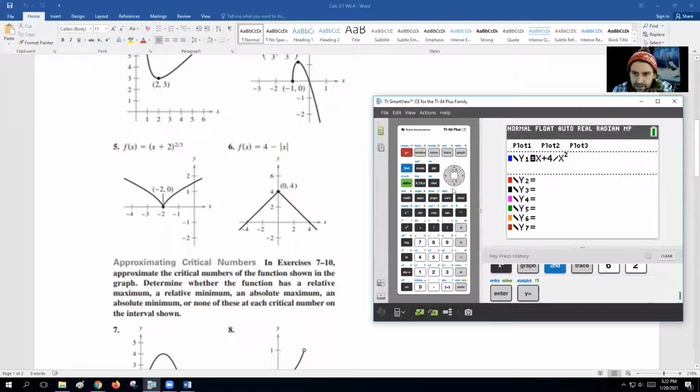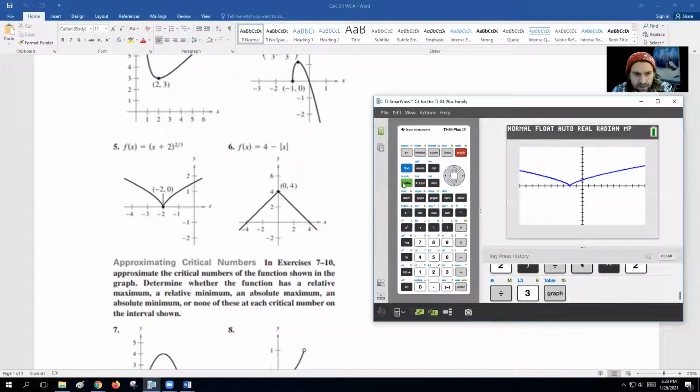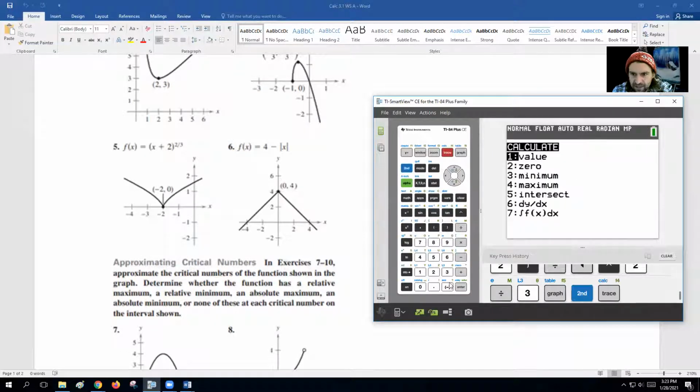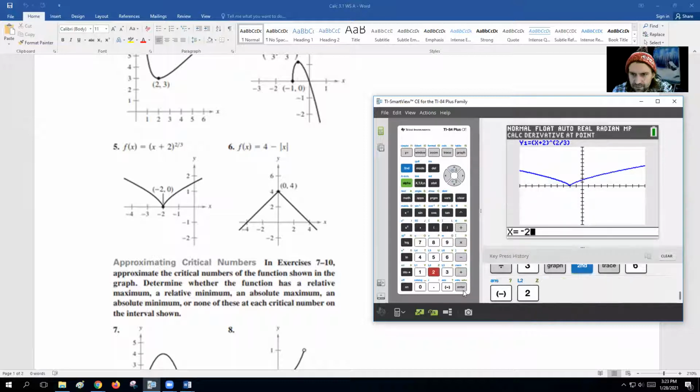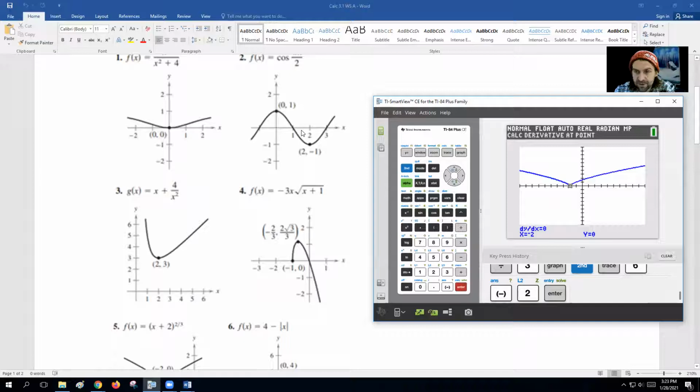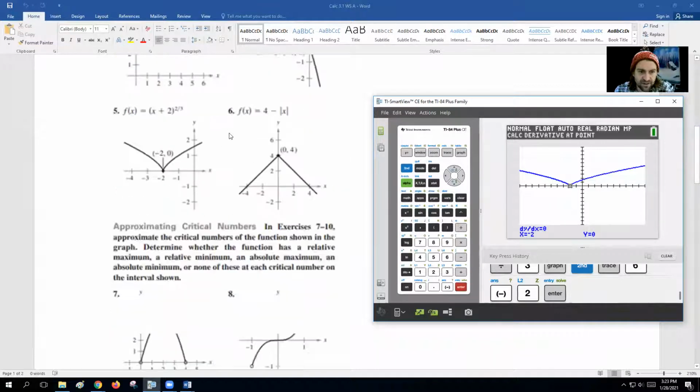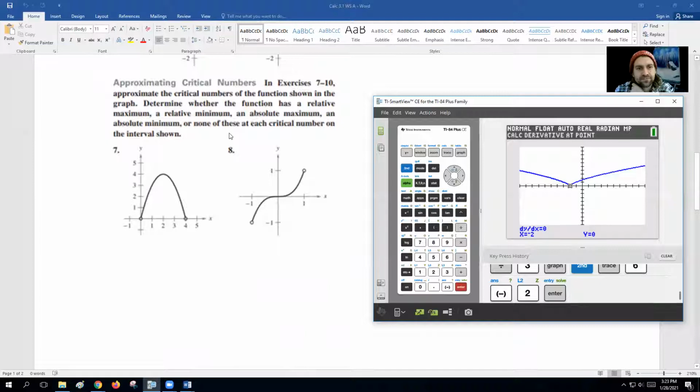All right, what about this one here? What do we get? x plus 2 to the, should be to the 2/3 power. Graph that. And we're going to try to find the derivative at negative 2. Second calc, 6, negative 2. We get 0. Noticing a pattern here, we got 0, we got 0, we got 0. And if we look at all these points, we know that those are relative mins or relative maxes. Those are highs and lows on the graph. Derivative equals 0.